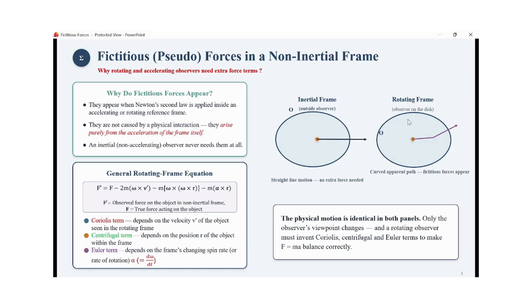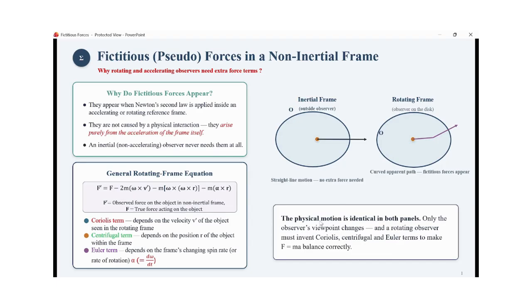While in the second case, the observer is himself or herself sitting over the rotating disc, and the object being observed is also on the disc. So in this case, the observer is lying inside the rotating frame, which is a non-inertial frame. So the straight line motion of the object will appear to be on a curved path, and this is the result of the presence of fictitious forces, which have to be considered in the description of the motion of the object.